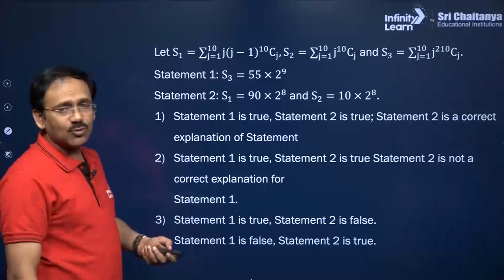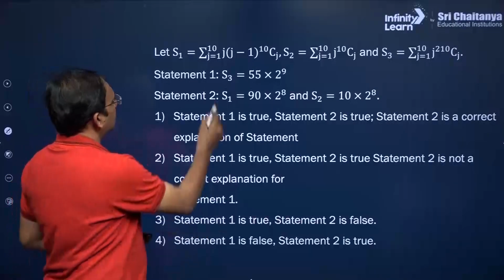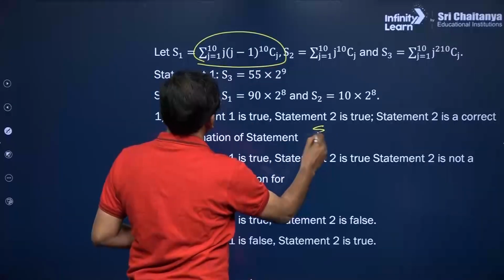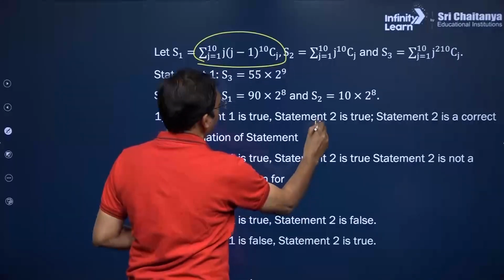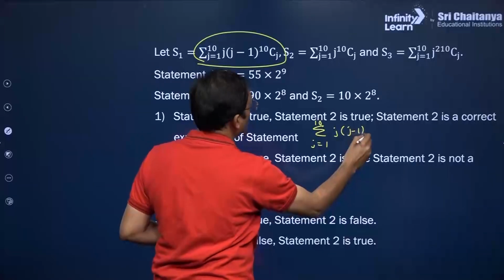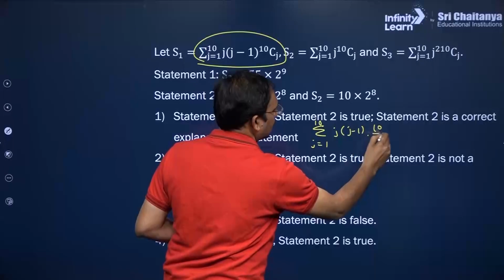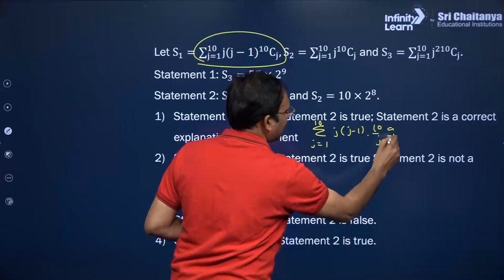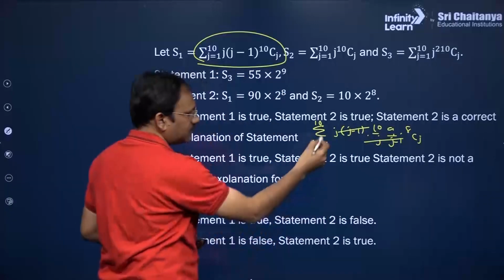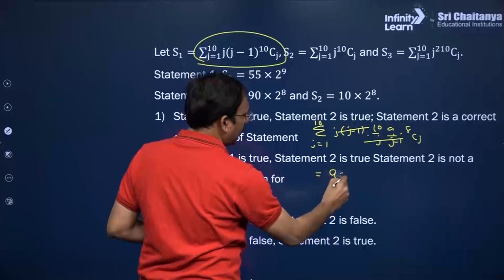Next, you see this question, statement 1. This one you can easily write S1 is sigma J equal to 1 to 10, J into J minus 1 into 10CJ. You can write 10 by J into 9 by J minus 1 into 8CJ. These two get cancelled. 10 into 9, 90.